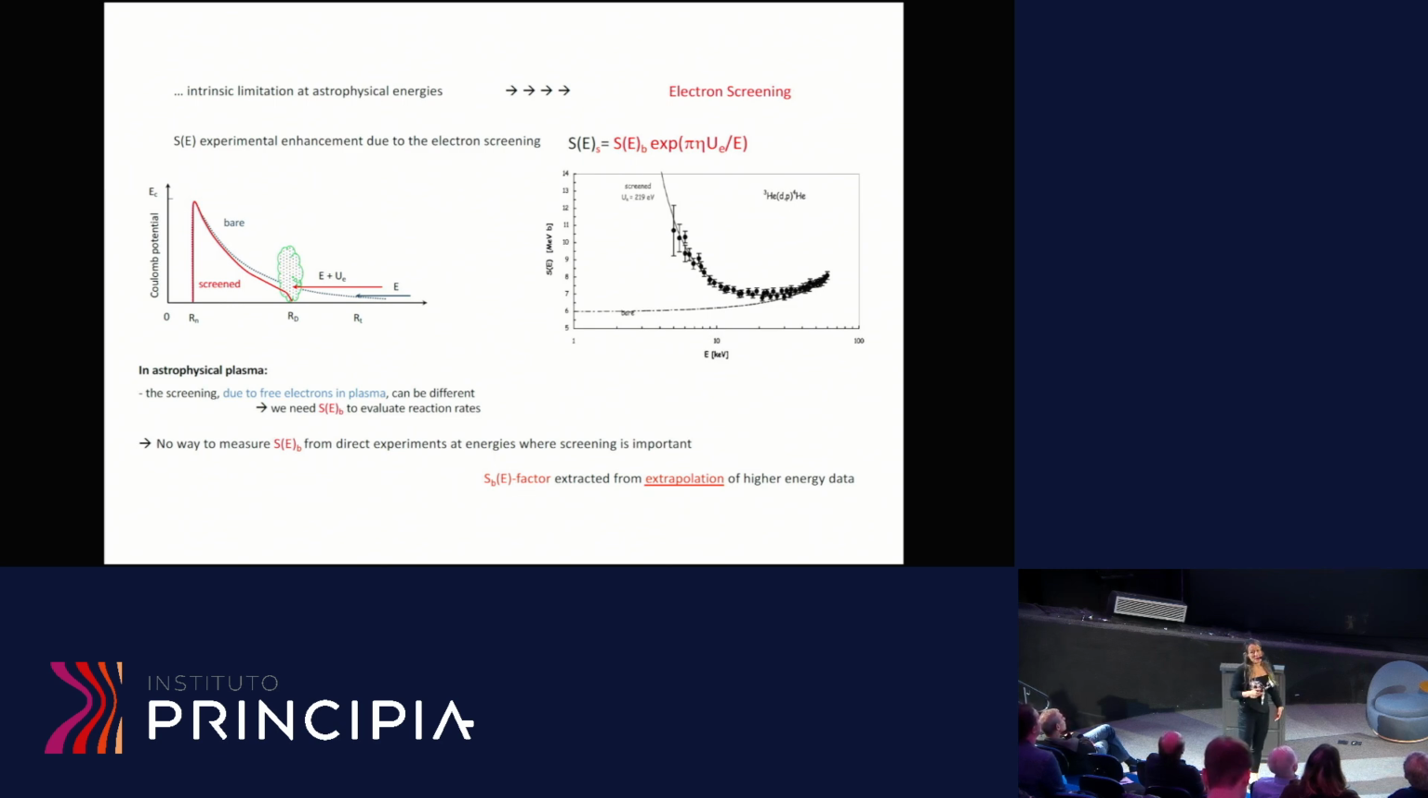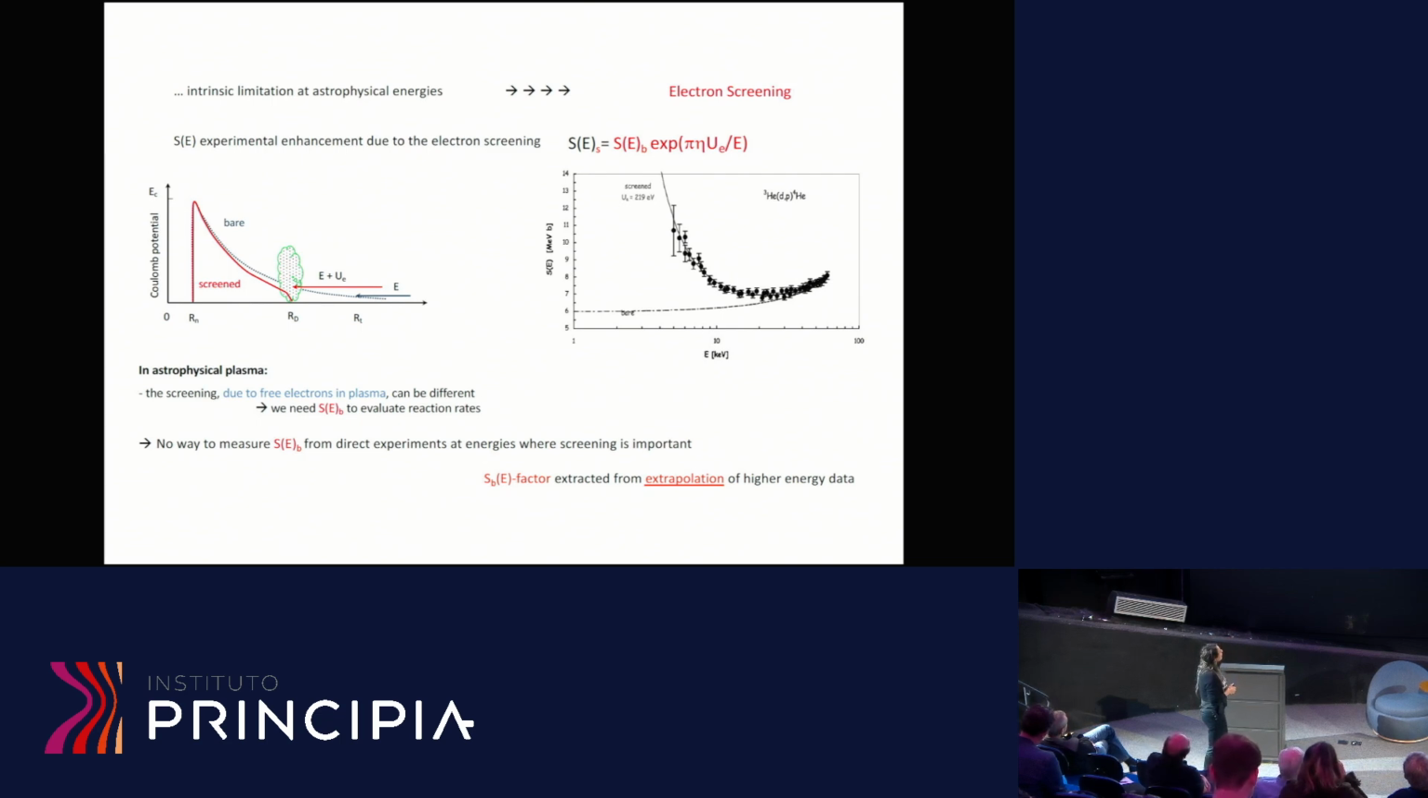Well, that means that we don't have a model that we can trust in order to remove this screening from laboratory experiments in order to assess the reaction rates correctly, because then we have to put the screening in plasma in order to get the correct numbers.